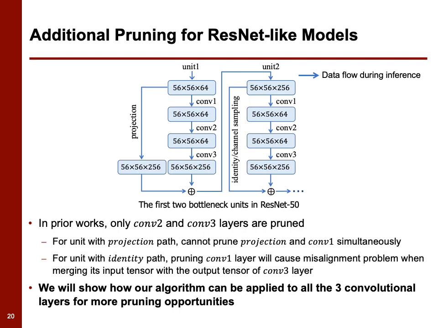In prior works, only the Conv 2 and 3 layers in each unit are pruned. This is because for units with projection paths, they cannot prune the projection and Conv 1 layer simultaneously. And for units with identity paths, pruning the Conv 1 layer will cause a misalignment problem when merging its input tensor with the output tensor of the Conv 3 layer. We will show how our algorithm can be applied to all 3 convolutional layers for more pruning opportunity.